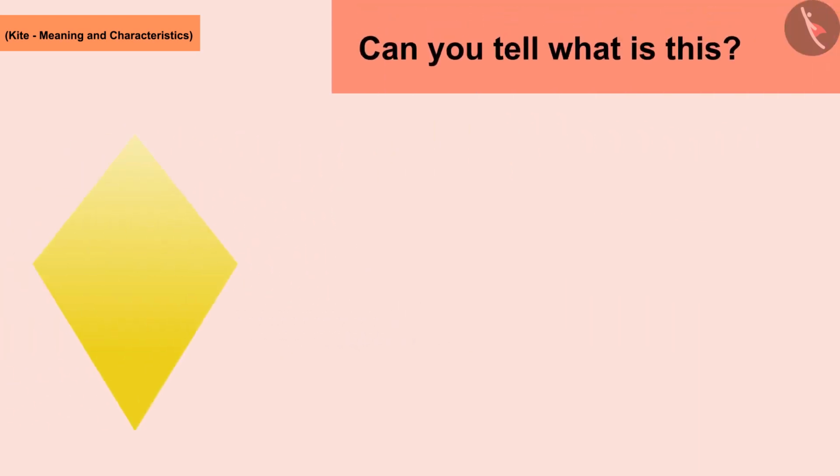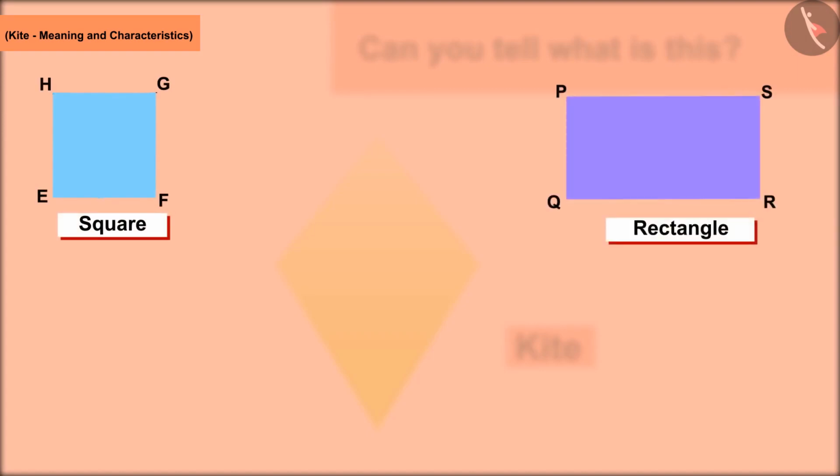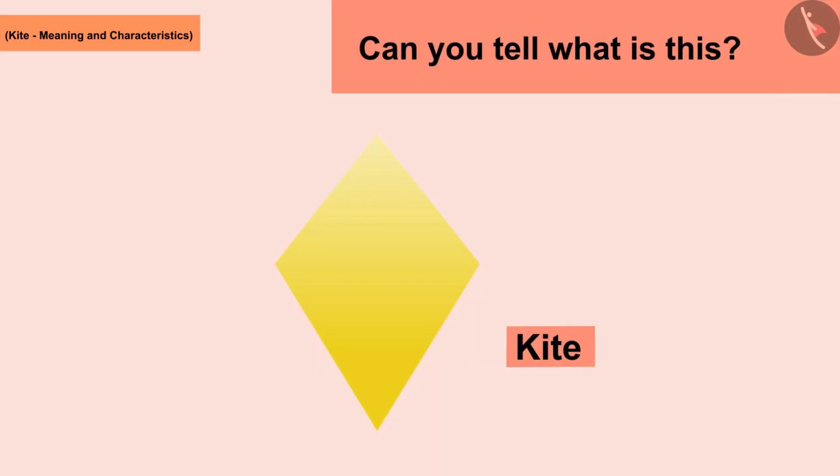Can you tell what is this? Very good. This is a kite. All of you must have flown kites and had a lot of fun. Do you know, kite is an important part of geometry, like square, rectangle, trapezium, parallelogram. Kite is also a special type of quadrilateral.